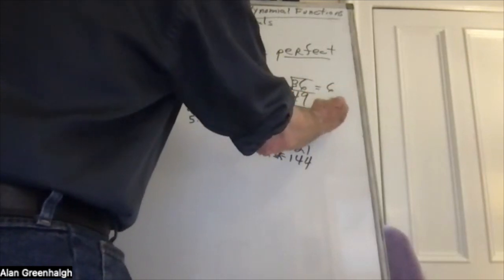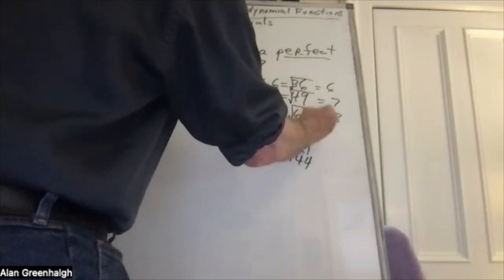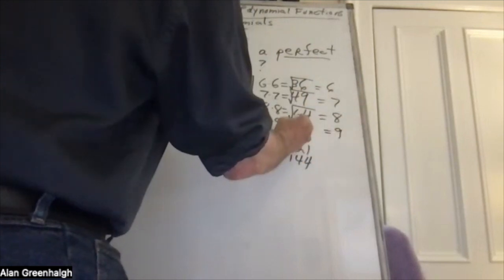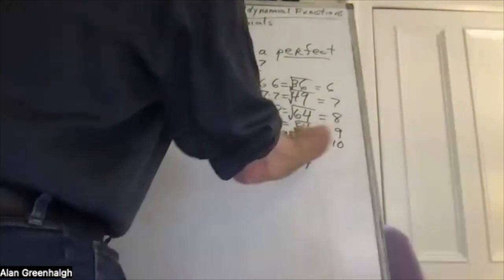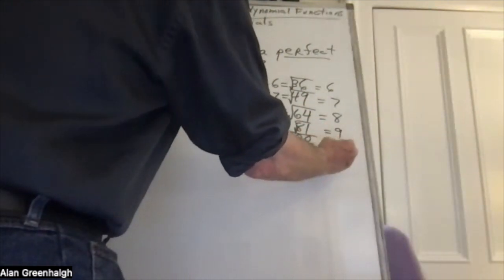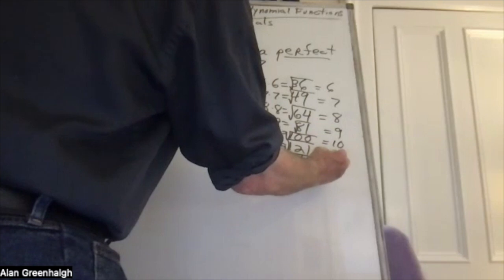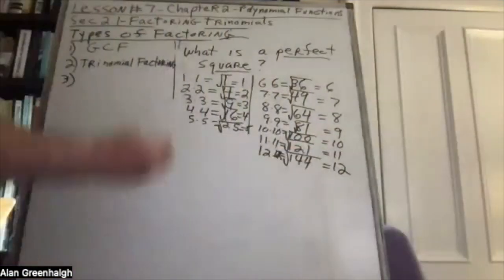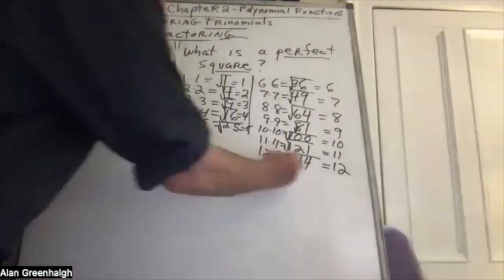The square root of 64. The square root of 81. The square root of 100. The square root of 121. The square root of 144. These are the ones you're supposed to know.